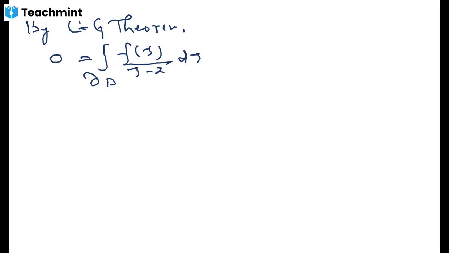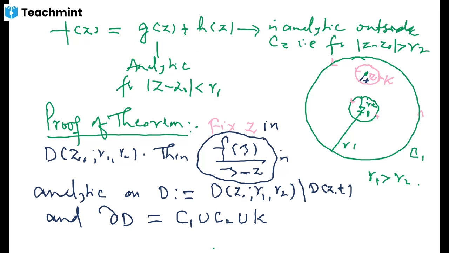But now let us look at this boundary. This boundary has three components, and once you look at the integral, your orientation is decided in such a way that when you are traveling on the boundary, your domain must lie to the left of yourself.